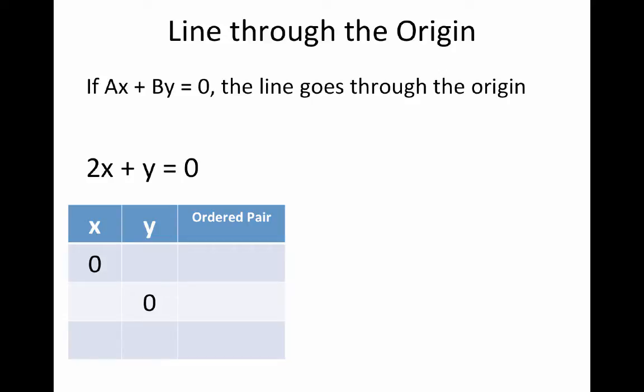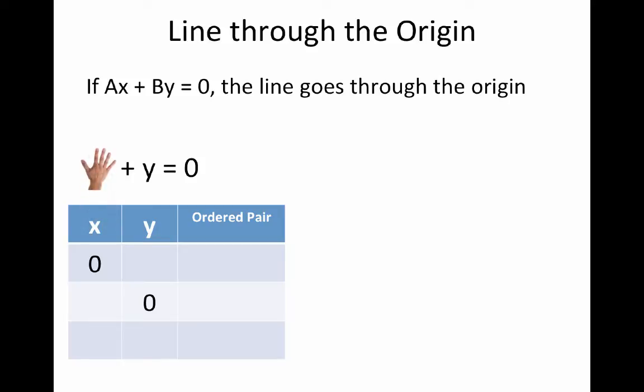So that gives us another rule. If ax plus by is equal to 0, that means that we can use any values for a and b, any real values, and if the equation is set to 0, we know the line goes through the origin. So both the x and the y intercepts will be 0.